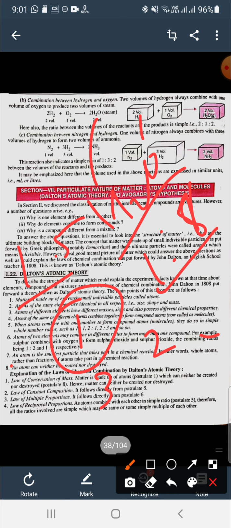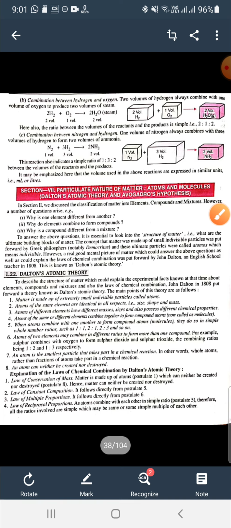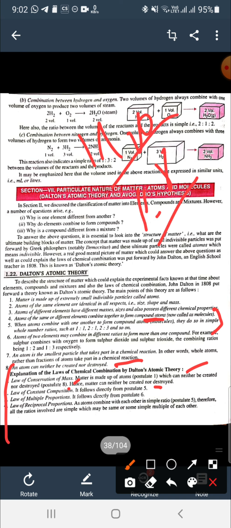An atom can neither be created nor be destroyed. This is all the explanation you can see here. Postulate 8, that an atom can neither be created nor be destroyed, follows the law of conservation of mass. Postulate 5 is in accordance with the law of constant composition, as we already said that water always has 1:8. The law of multiple proportions is from postulate 6.